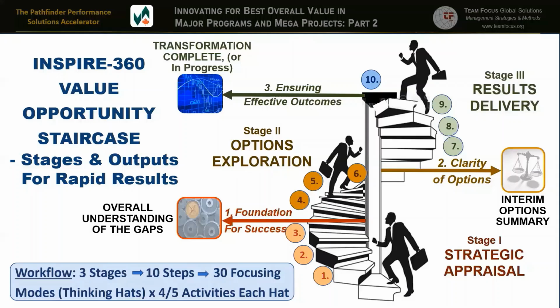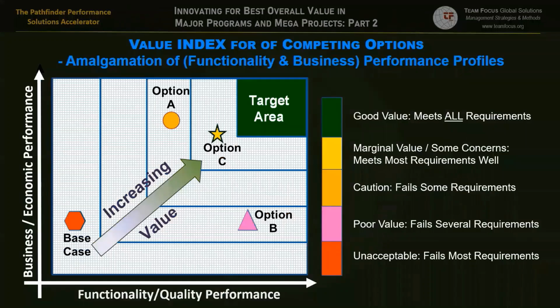Back to the previously mentioned performance criteria, a multi-attribute value index is used to establish the overall value of the base case for, or the existing way, a program or project performs. The value index is built from assessment of the program or project against the metrics for the predefined performance requirements within the categories of business/economic aspects and functionality/quality aspects. Competing options are then assessed and expressed similarly.